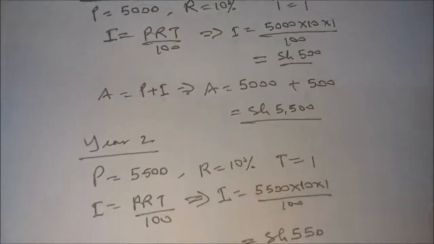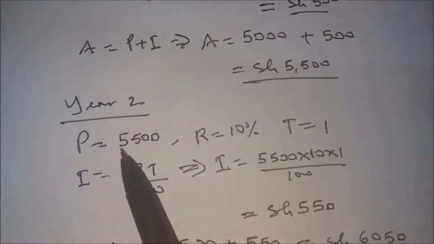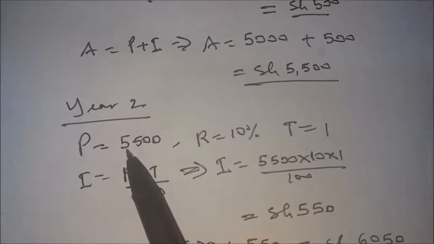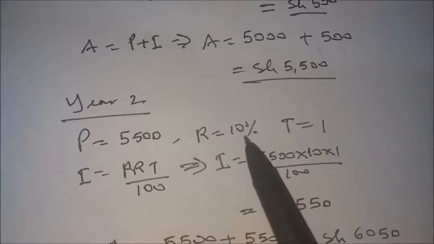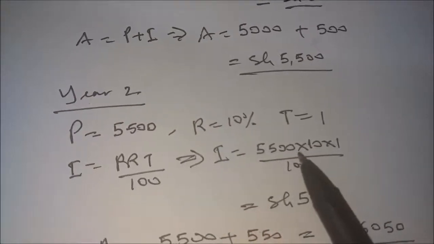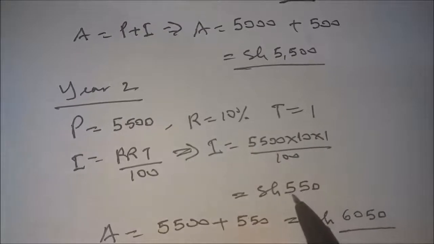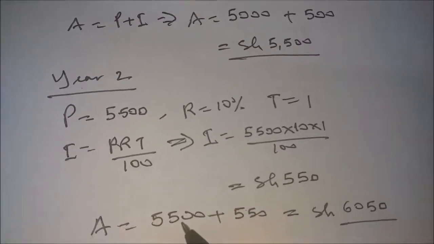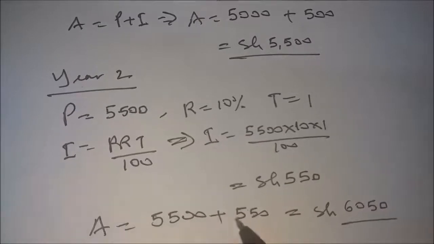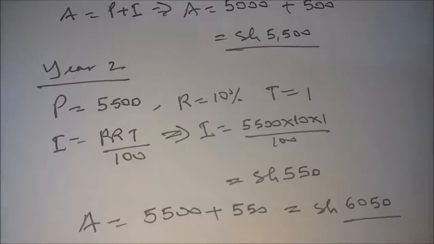And so, as we begin interest period 2, the sum reinvested is 5,500 at a rate of 10%. Once again, we calculate the simple interest during year 2. It comes to 550, and the amount at the end of year 2 is 5,500 plus 550, which gives us 6,050.